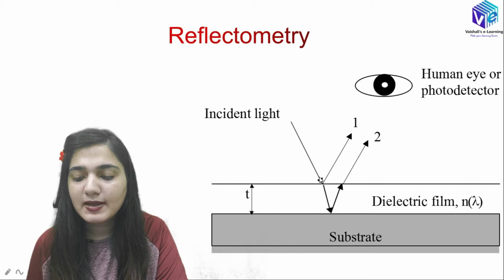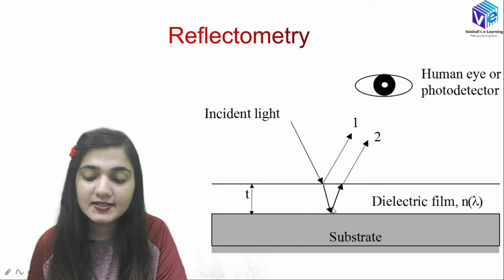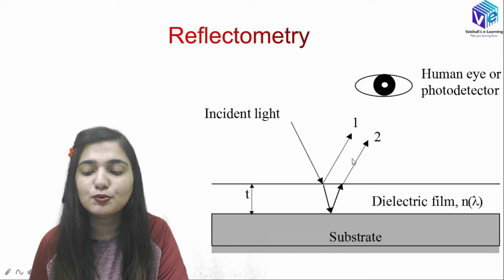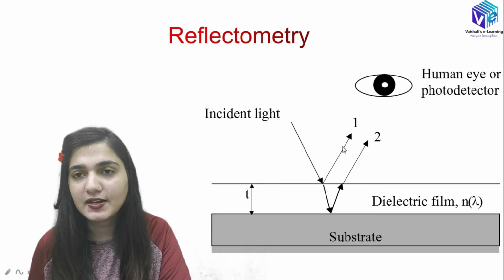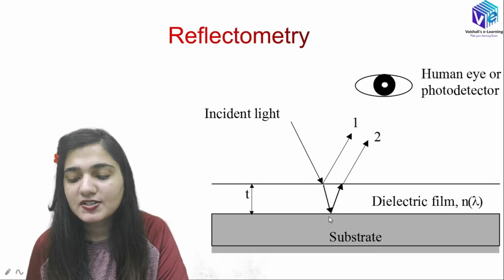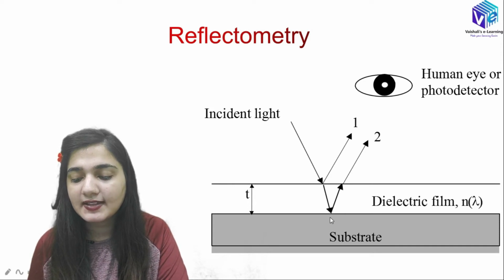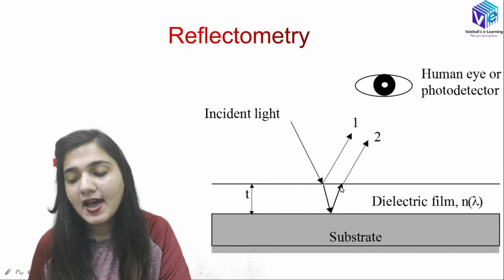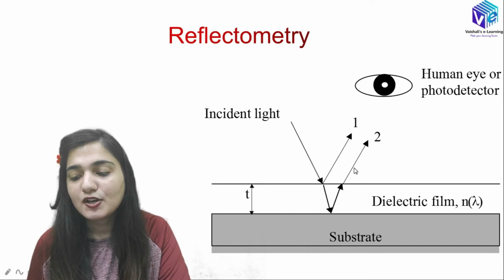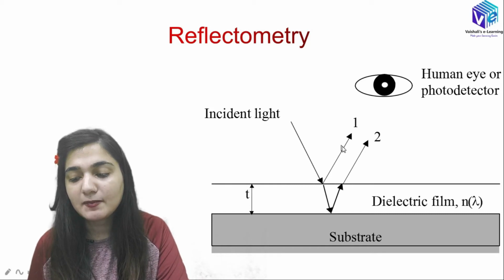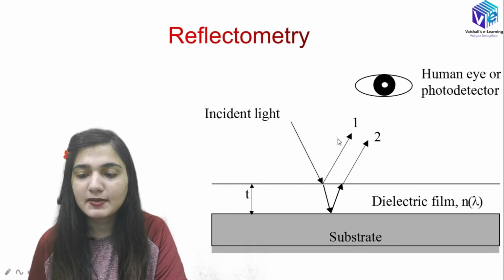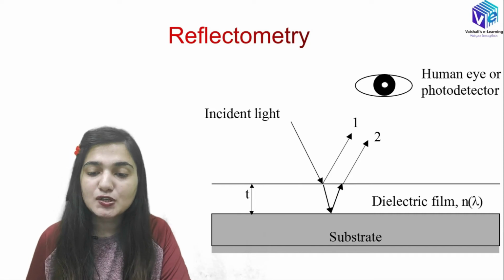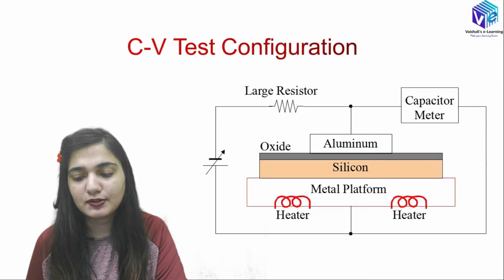So if I want to measure the thickness, I will look at the distance between these two light waves. The one that is reflected on the surface of the dielectric film, and the second which is refracted inside, then reflected from the substrate, and again refracted outside. So I want to measure this distance between light 1 and 2, and it will give me the measurement of the thickness of the dielectric film. And this is how I can measure the thickness through the process of reflectometry. I hope you understood this process.